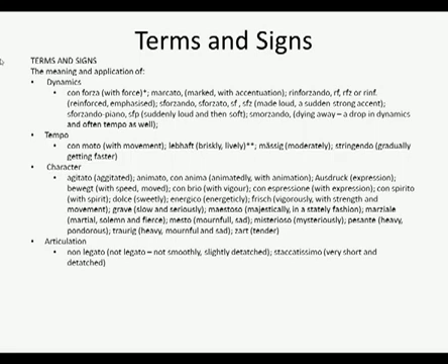Dolce means sweetly. Energico means energetically. Frisch means vigorously or with strength and movement. Grave means slow and seriously. Maestoso means majestically or in a stately fashion. Marziale means martial or solemn and fierce. Mesto means mournful and sad. Misterioso means mysteriously. Pesante means heavy or ponderous. Traurig means heavy, mournful, and sad. And zart means tender.